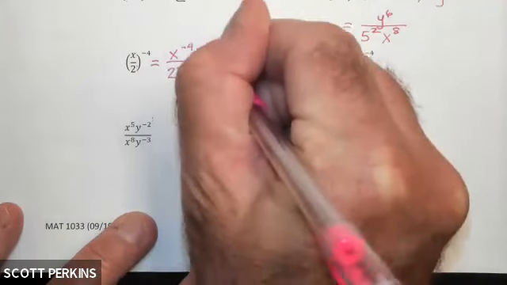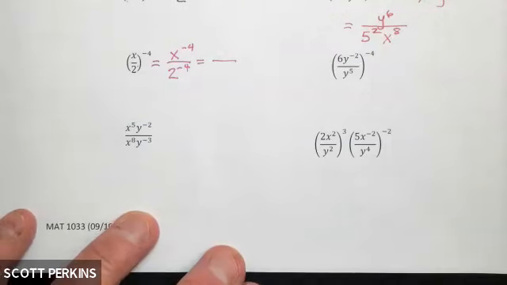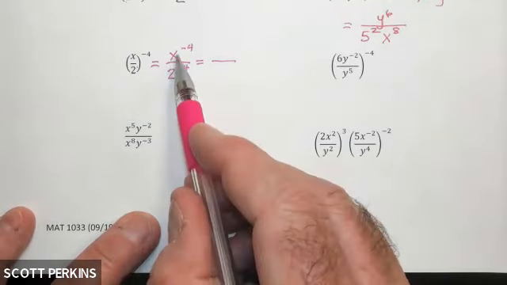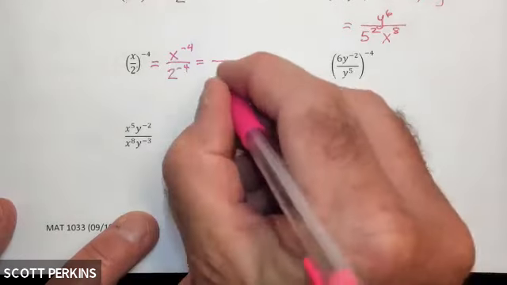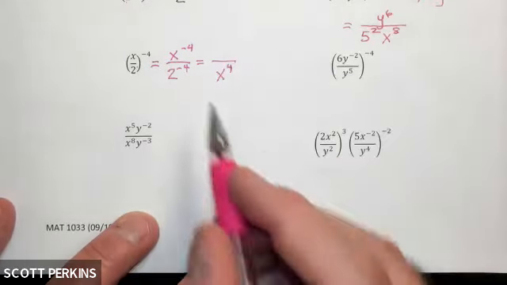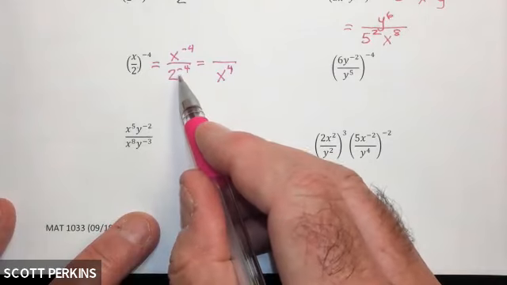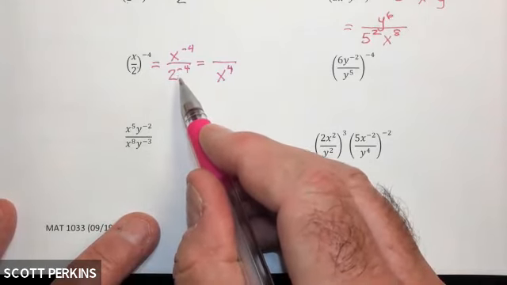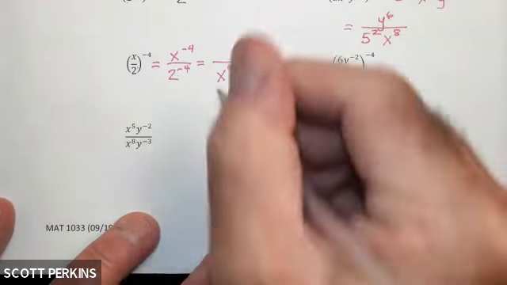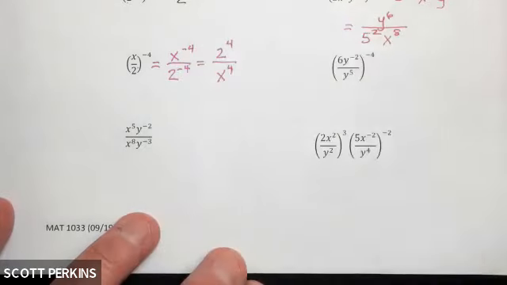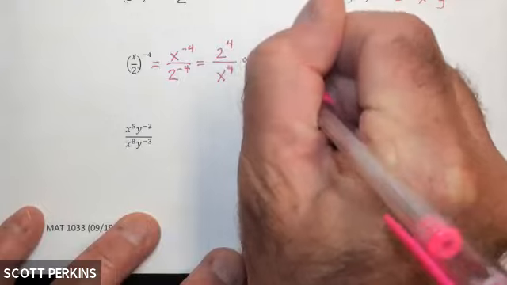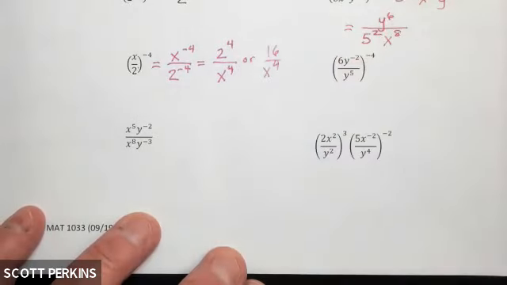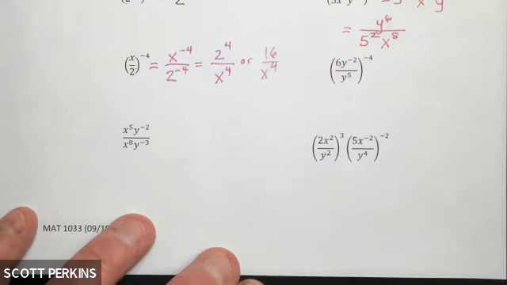So last step, I've got to resolve those negative exponents. So the x to the negative 4th, where am I going to put that? Denominator becomes x to the 4th. And then the 2 to the negative 4th that's in the denominator, what is that going to become? It's going to go in the numerator, and it's going to become 2 to the 4th, or 16 if you prefer. So I'll write 16 over x to the 4th is another acceptable thing to write.